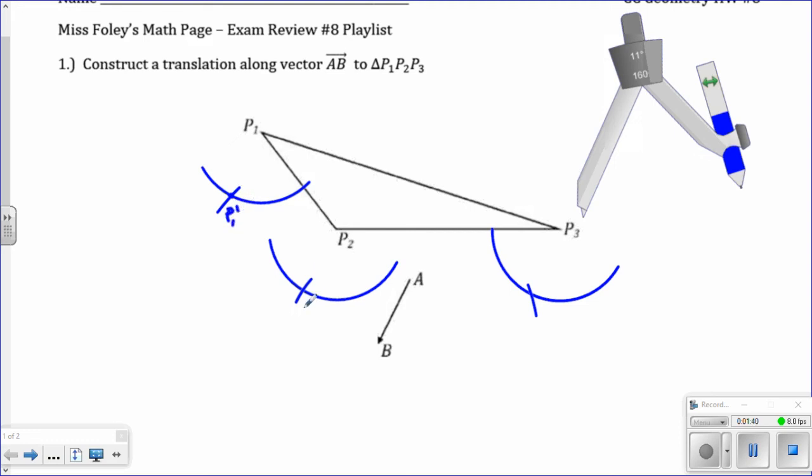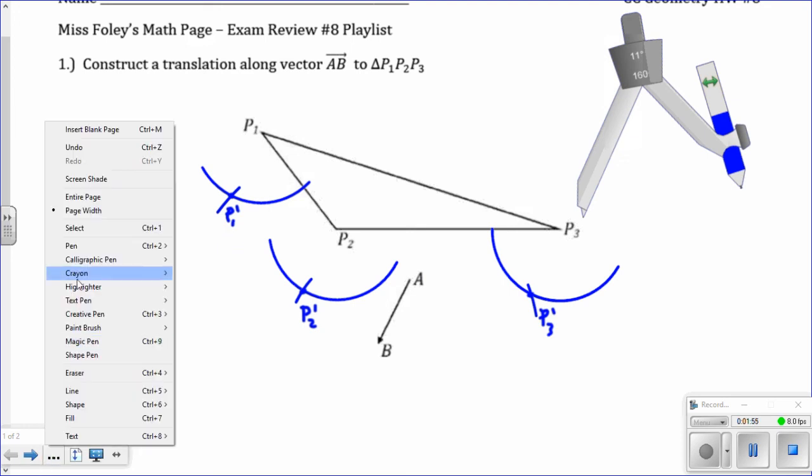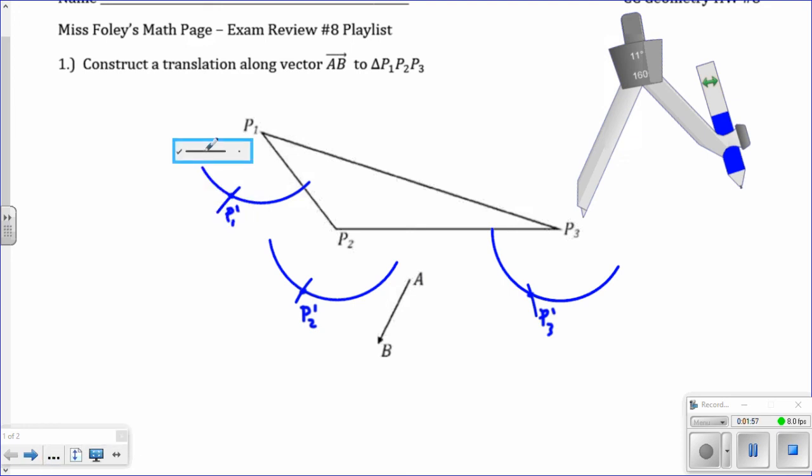P1 prime, P2 prime, and P3 prime. And it should look like the same triangle, just sliding it down. Because if you remember, translations preserve distance and angle measure. So let's connect and see what we got here.